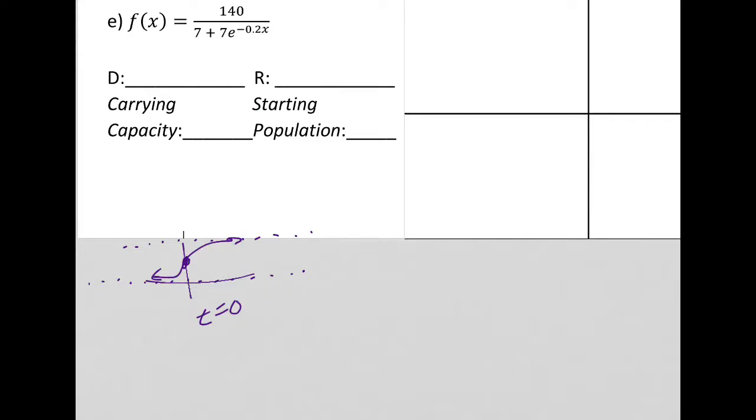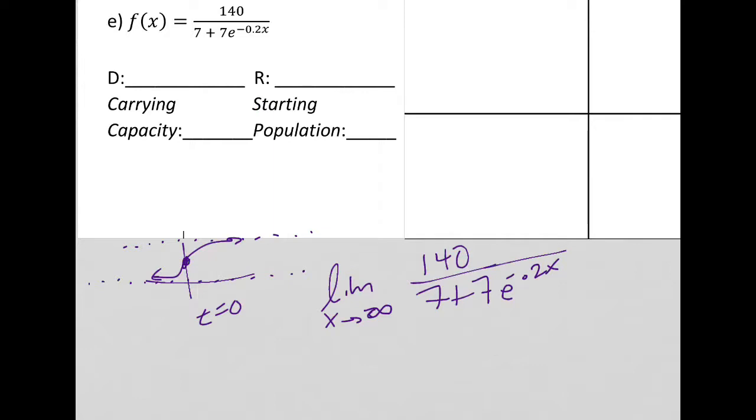If you remember why we talked about these in the limit unit, it's because we can determine the carrying capacity of this function by analyzing the limit as x goes to infinity. So let's think about the limit as x goes to infinity of this function, 140 over 7 plus 7e to the negative 0.2x. And if you think about it, this term right here is the only term that has an x in it. So if we can figure out what that term does, we can figure out what this function does.